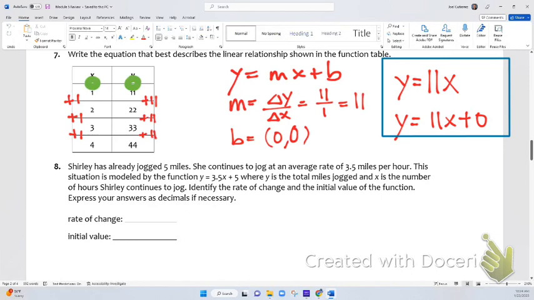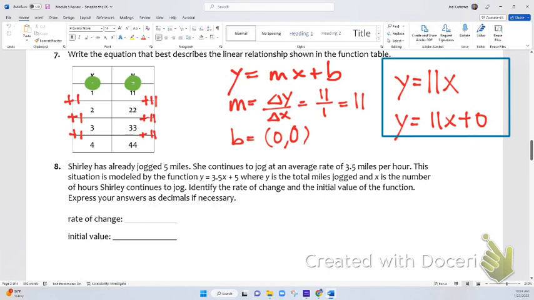So for number 8, it says, Shirley has already jogged 5 miles. She continues to jog an average of 3.5 miles per hour. This situation is modeled by the function y equals 3.5x plus 5, where y is the total number of miles jogged and x is the number of hours Shirley continues to jog. So this one's fairly simple. Identify the rate of change and identify the initial value.